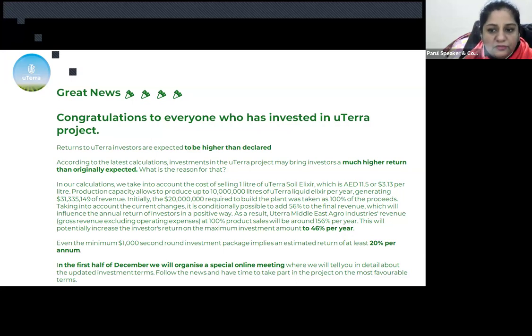This is a glimpse of it: even the minimum $1,000 second round investment package implies an estimated return of at least 20% per annum. So it's huge. The company has already estimated the profit. You can also calculate how much profit you want, what your expectation is, and then think about which package and which plan suit you, and go for that.